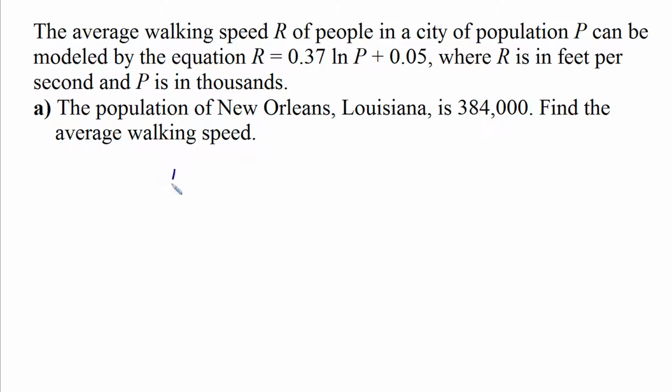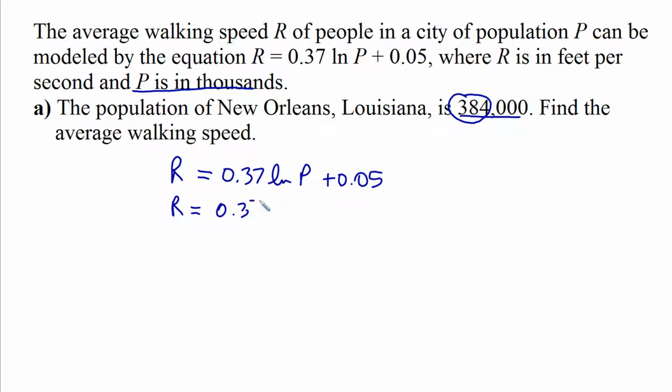Well, using our equation, r = 0.37 ln(p) + 0.05, we're given the population of New Orleans, Louisiana, to be 384,000. But looking back, we know that p is in thousands, so we'll only use 384 when we substitute this in for p. So this gives us r = 0.37 ln(384) + 0.05.